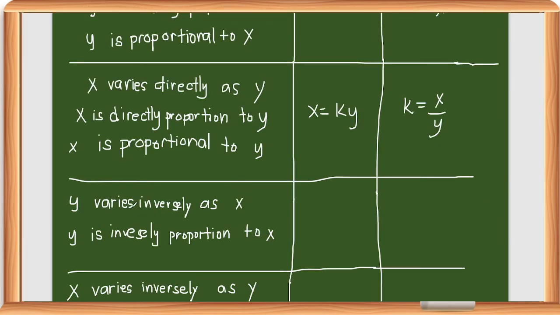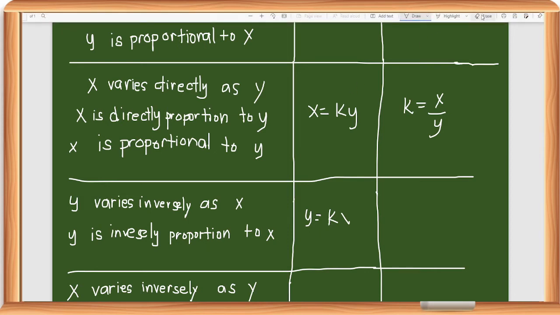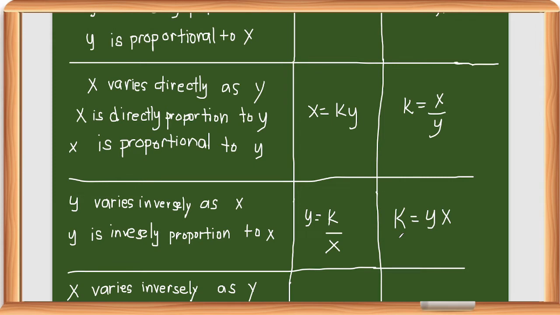So, dito, if y varies inversely as x, it means y is equal to, sorry, k over x. Okay, so anong mangyayari sa k? In order for you to get the constant of the variation, you have to multiply the two entities, y and x. So your constant of the inverse variation is actually the product of the two entities.